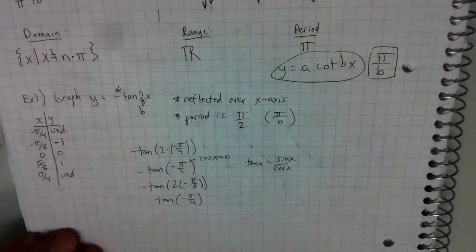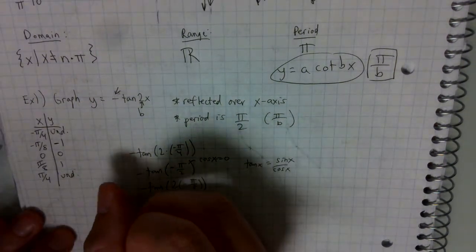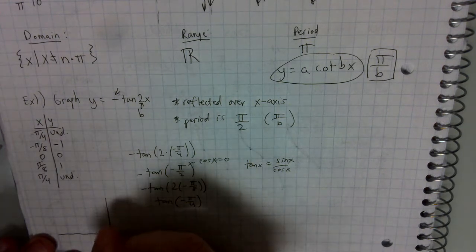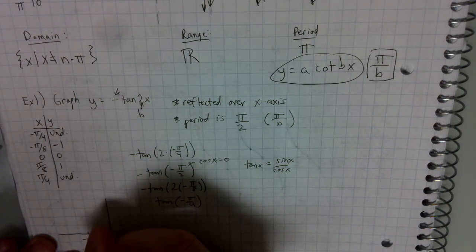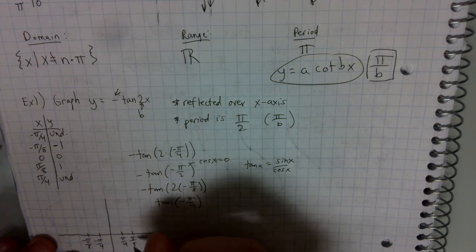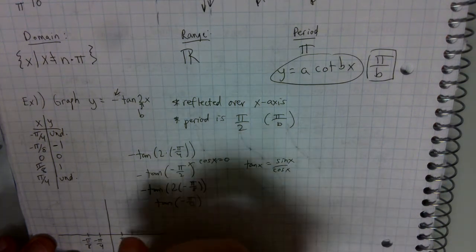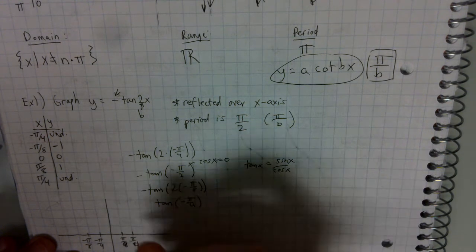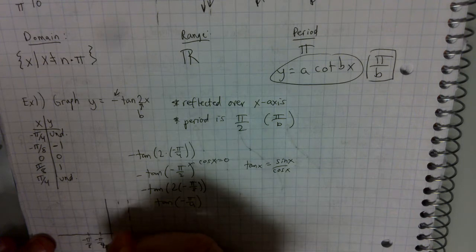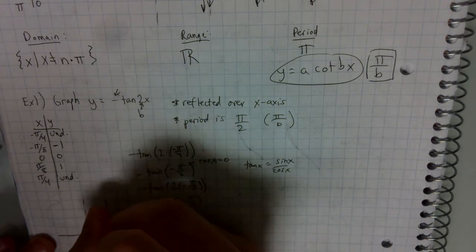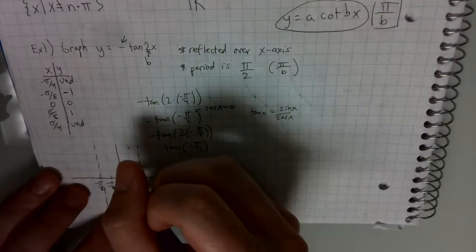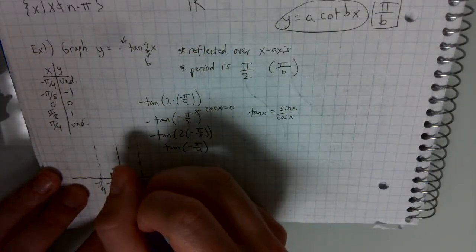So the way that this is going to look, we'll just draw one period of it. This will be my negative pi over 4, negative pi over 8, pi over 8, pi over 4. Then our asymptotes right here. I did that on both sides. Should be pi over 4 on the left. And here's the difference.